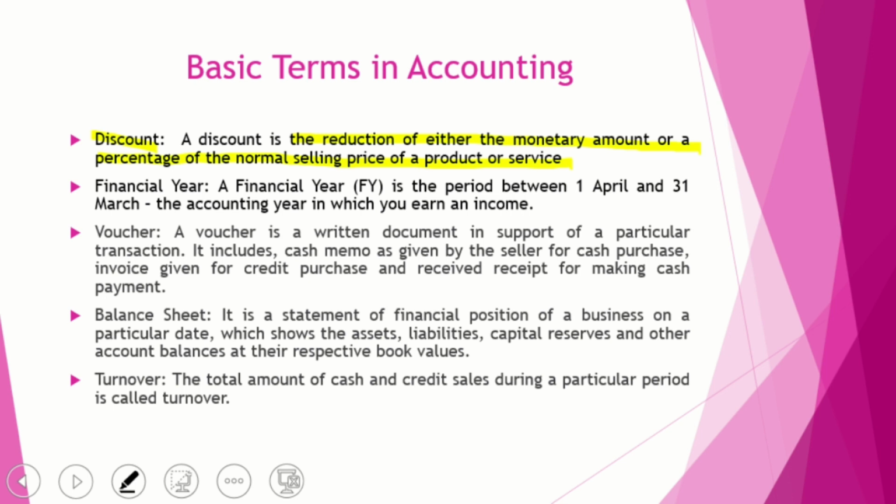Like in case there is some 25% discount for your 1000 rupees jeans pants, then 25% of 1000 is 250 rupees. 250 rupees is deducted from 1000 rupees. That is your discount. That is, there is a reduction, some value is deducted from the total selling price of the product or service.